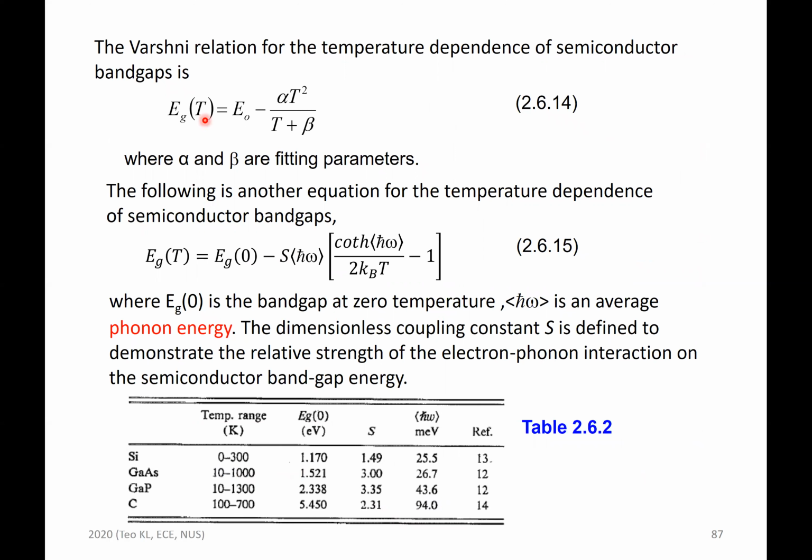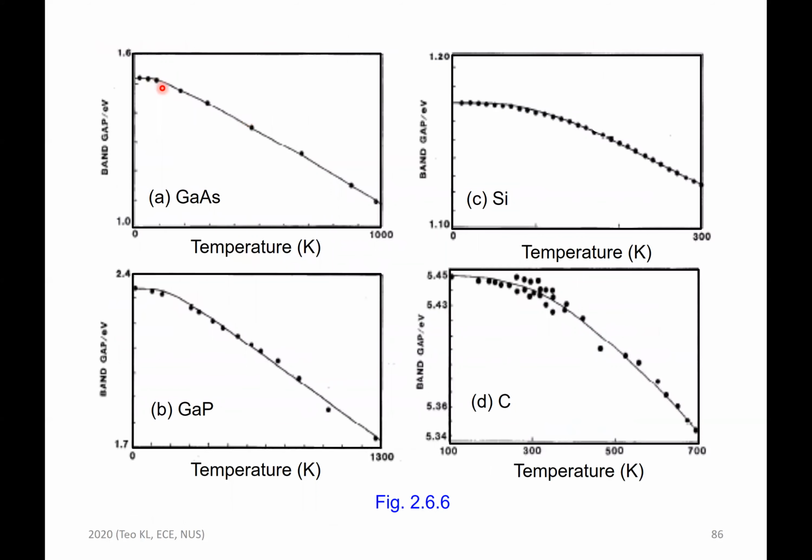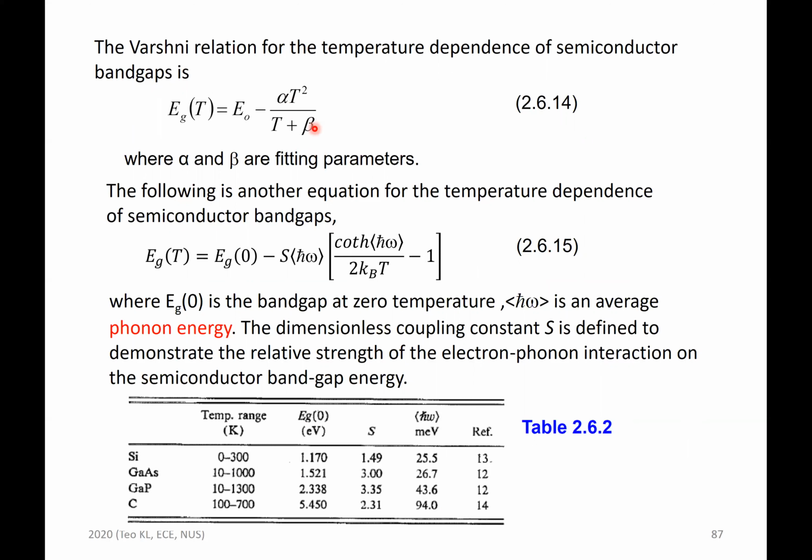Now, the band gap as a function of temperature can be related by this equation. This is known as Varshni's relation, where alpha and beta are the fitting parameters, and E naught is the band gap at temperature equals 0. With these data points, the solid circles, you can fit the data using the Varshni equation by adjusting alpha and beta as adjusting parameters. However, there's no direct physical meaning to these values of alpha and beta, though they can relate to the physical properties of the semiconductors.